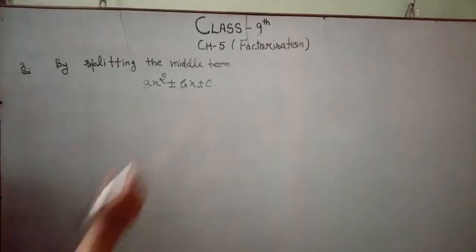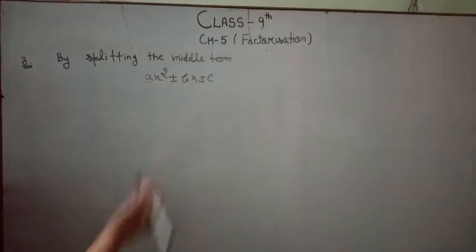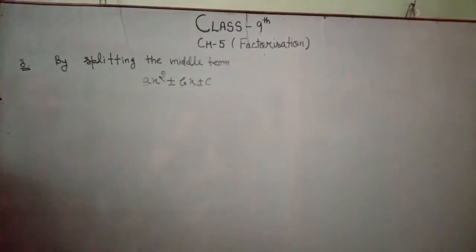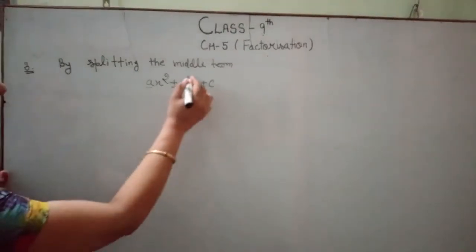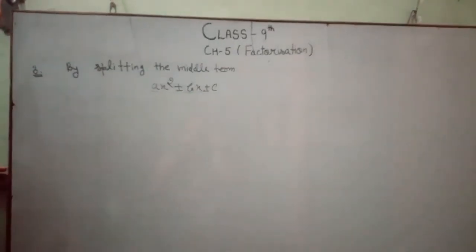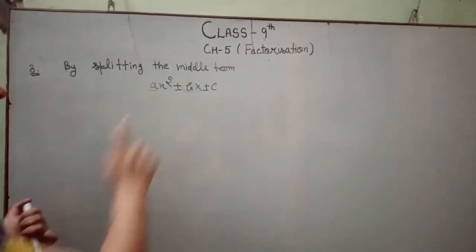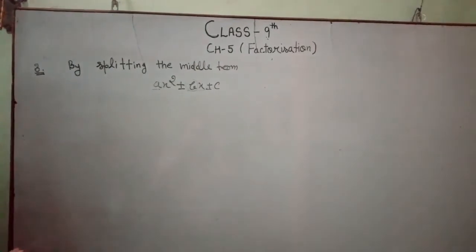First we split b, the coefficient of x, into 2 parts, such that the sum of the 2 parts is equal to b and the product of the 2 parts is equal to the product of a and c. Clear? Sum of the 2 parts equal to b and product of the 2 parts equal to the product of a and c.